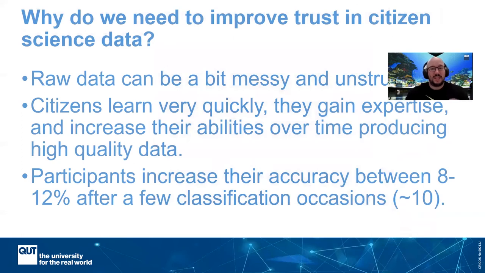Why do we need to improve the trust in citizen science data? Raw data can be a bit messy, and citizen science is not an exception. Some tasks can be challenging, and for decision making, we need to make sure that this data is reliable. In our work, we build statistical models to help assess the quality of these data sets. We also learn about the abilities of the participants in this process. On the positive side, we have found that in our projects, the citizens learn really quickly and they gain expertise and increase their abilities over time, producing high quality data. To give an example, in some of the projects, participants increased their accuracy between 8 and 12% after just a few occasions, normally from 5 to 10 occasions.